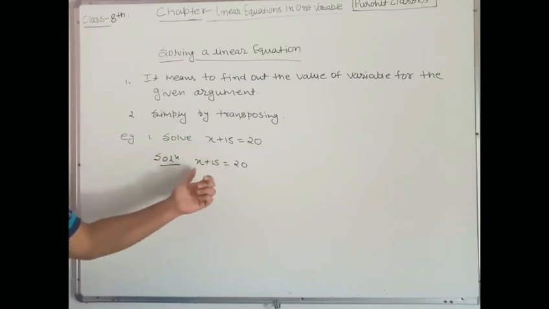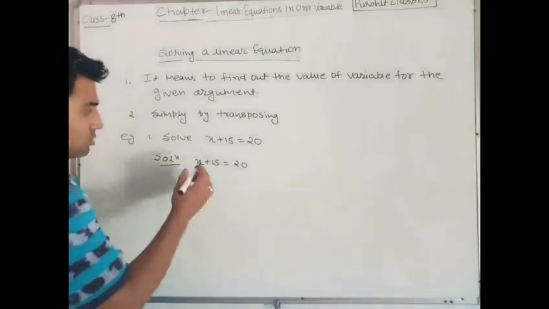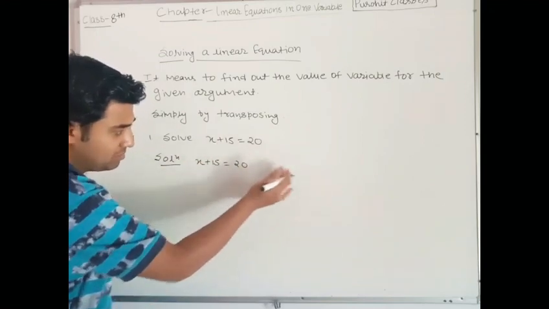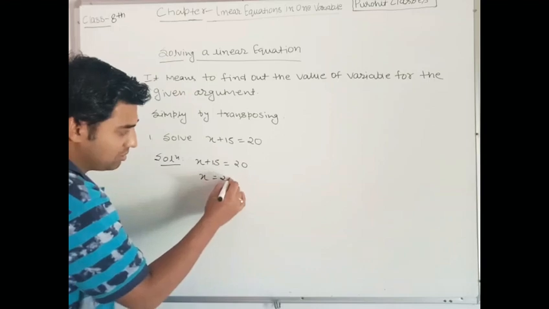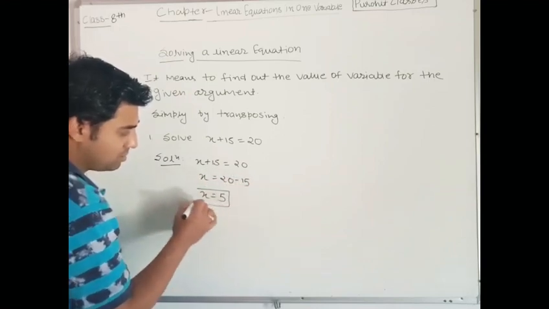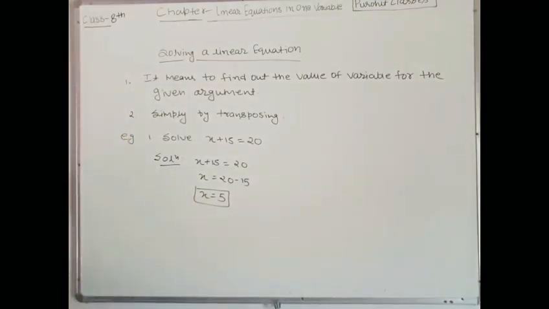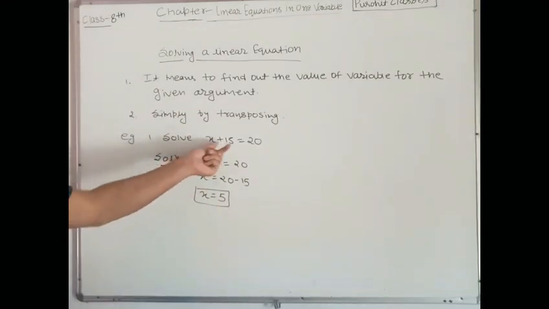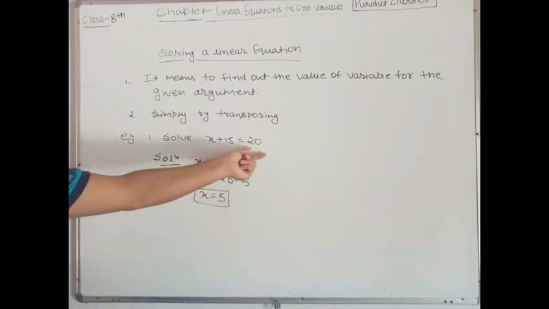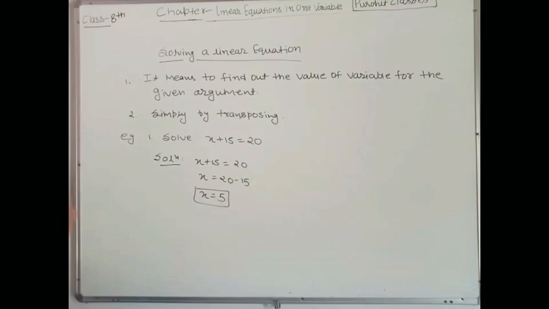Constant term means a number, not a variable. So if on the left hand side it is under the operation of addition, then on the right hand side it will be under the operation of subtraction. So this will be 20 minus 15 and the value of x will be 5. Now let us check whether our answer is correct or not. No need to go to the answer sheet, you can directly check. Just in your mind put x equals 5 here. 5 plus 15 will become 20. The left hand side is showing 20, and at the same time the right hand side is also 20. Since the left hand side is equal to the right hand side, it means our answer is correct.